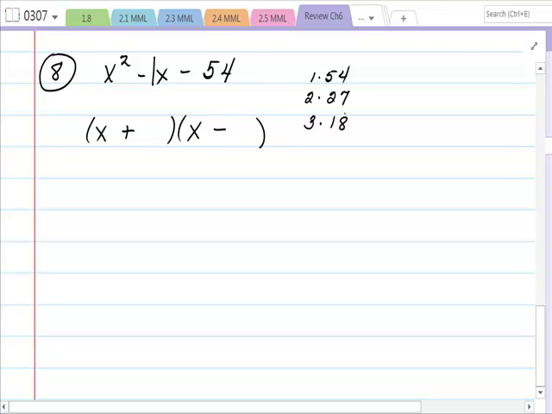4 doesn't go in evenly. 5 doesn't go in there evenly. 6 does. 6 times 9, but that has a difference of 3. 7 doesn't. 8 doesn't. I'm back to 9. I have all the factors. Do any of them give me the middle term? So what do you say? Prime. Now, please do not think that every time there's a 1, it's prime, or that all primes have 1s. That's just the way a couple of problems have been for us.